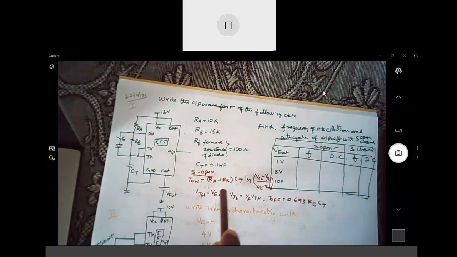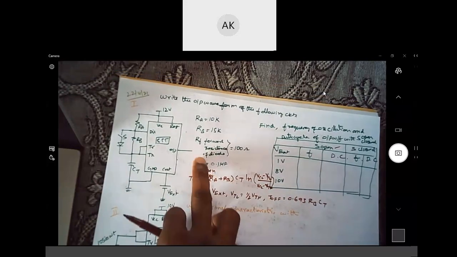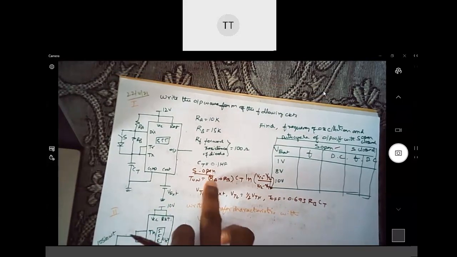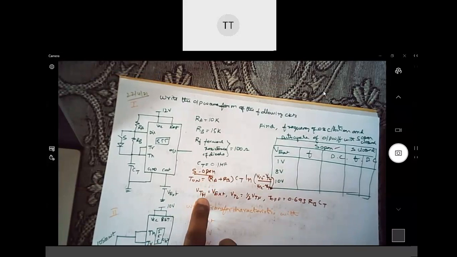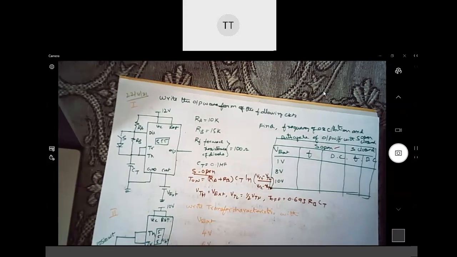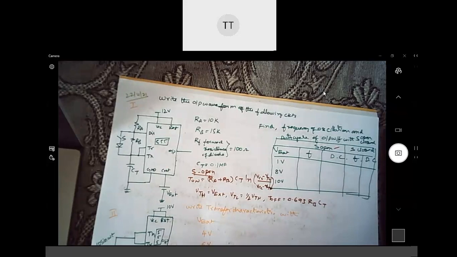If I close the switch, what is the modification of the equation? It will be RA plus 100 ohm, RA plus 100 ohm or RA plus RF. So this is very crucial. Of course. How about T off? It will be the same.